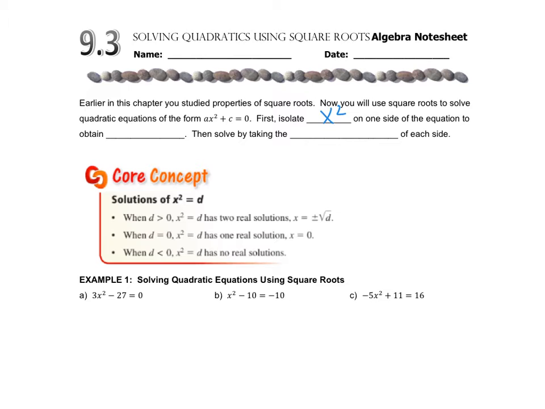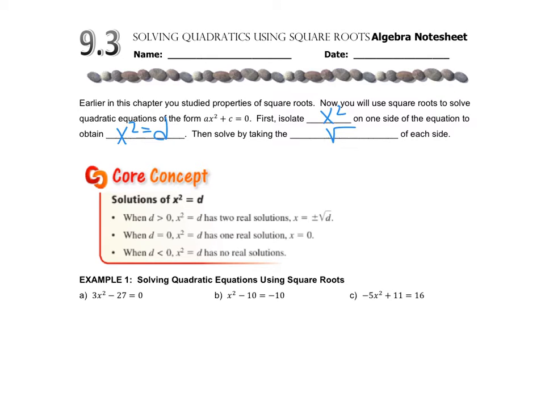We need to get rid of that c and any a that's in front as a coefficient. So what we're going to do is isolate the x squared onto one side of the equation to get x squared equals d. Why d? Not really sure. That's just the way this works. So then, to find the actual x value, we're going to take the square root of each side.